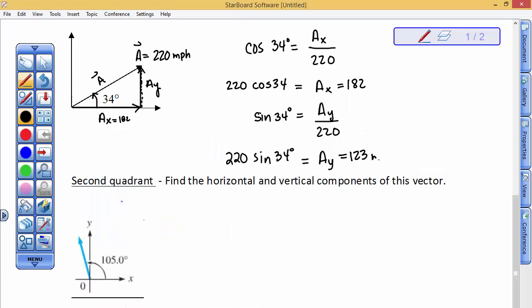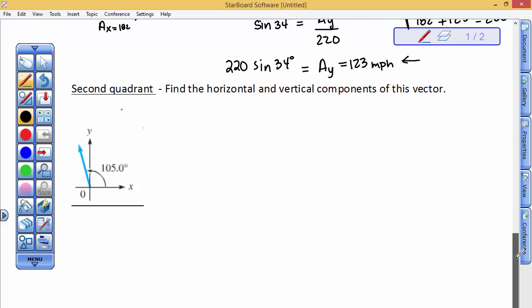Doesn't it make sense that this line looks like it's 123 and this line's 182 when this one's 220? For that matter, you could try these two numbers in the Pythagorean theorem in your program that you've written, or you could take 182 squared plus 123 squared, take the square root, and it should equal 220. All right, so let's see what happens when we go into the second quadrant, third quadrant, and fourth quadrant. If I'm going to let this blue line be representative of a vector whose magnitude is 136 miles per hour, but I'm just not going to put that on there right now.